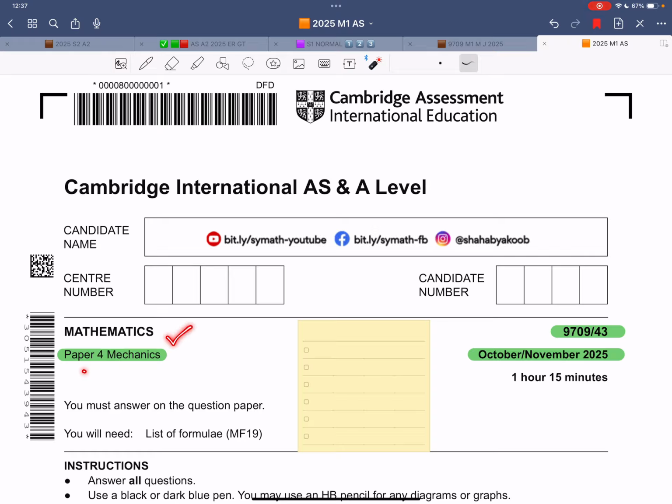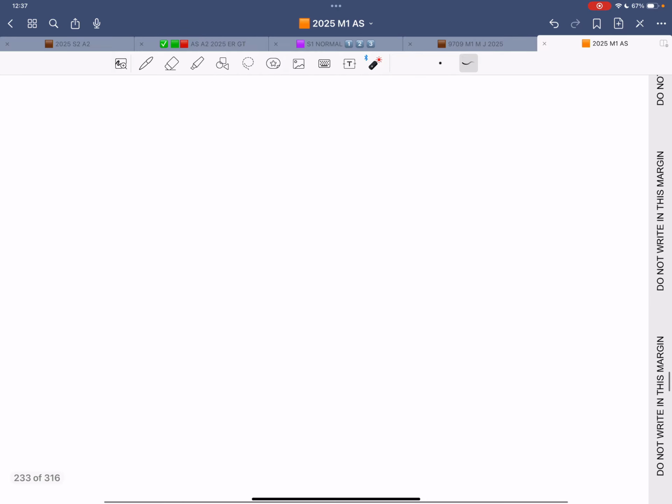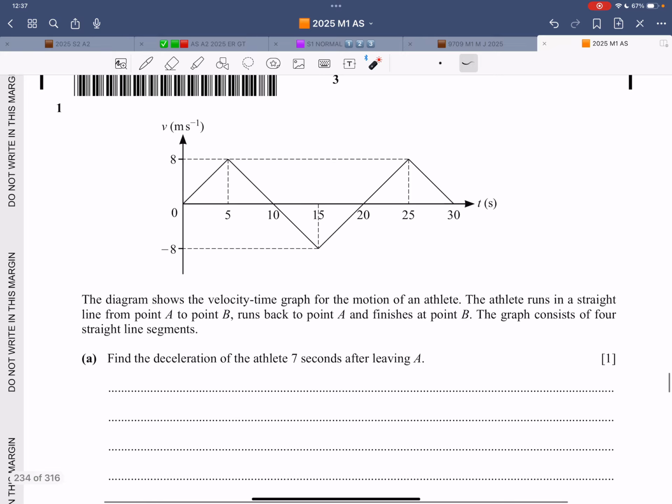So now let's solve this paper for Mechanics M1. This is October-November 2025, variant 43. Let's read the first question. It is a kinematics question, constant acceleration, and a graph of velocity against time is given.